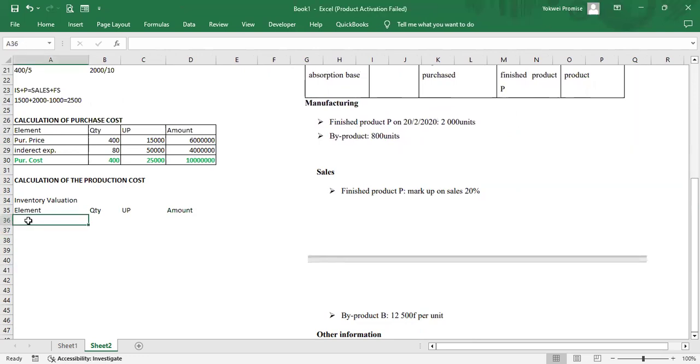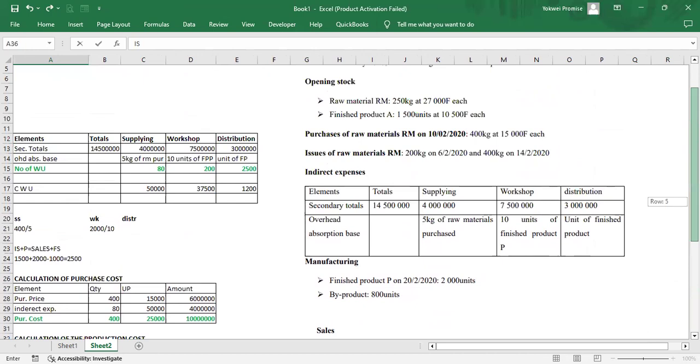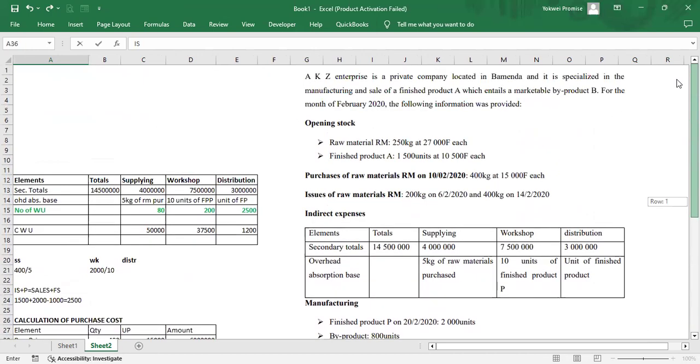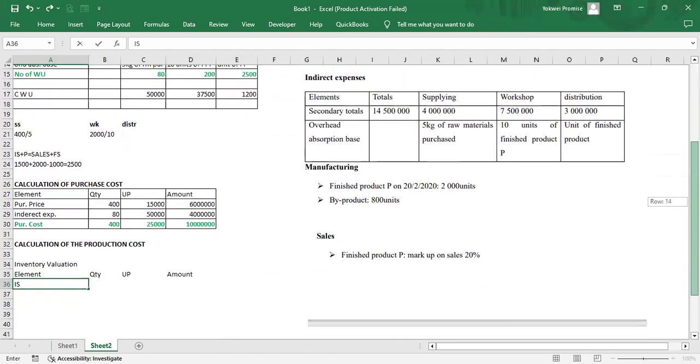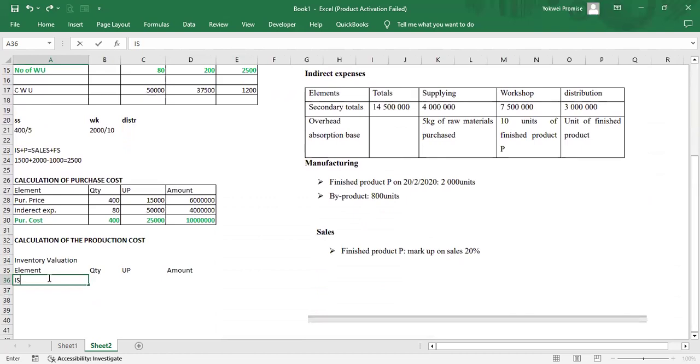All right. The first element, we have the initial stock of raw material, which is 250 kilograms at 27,000 francs. It should be dated the 1st of February, according to the question. So the quantity that they had in stock was 250 at the unit price of 27,000.